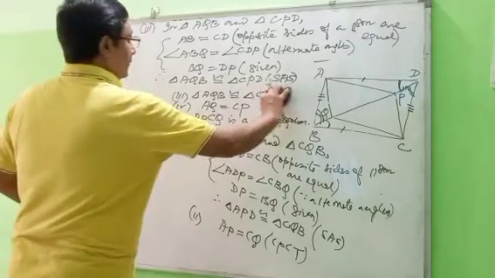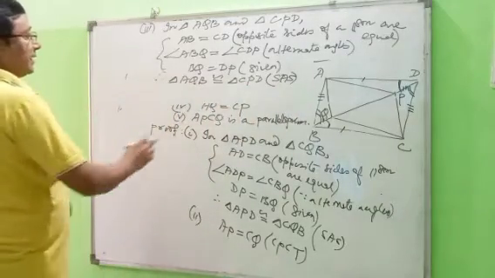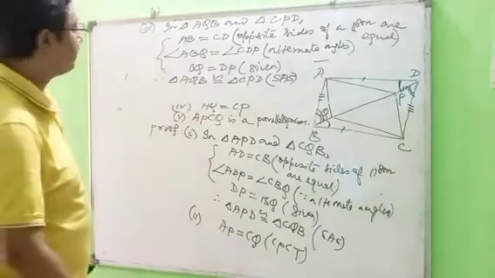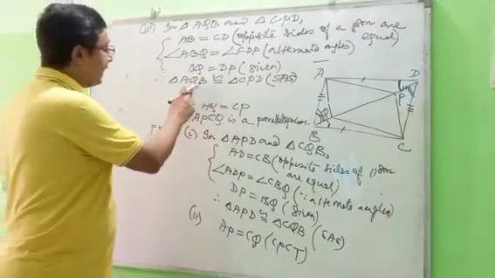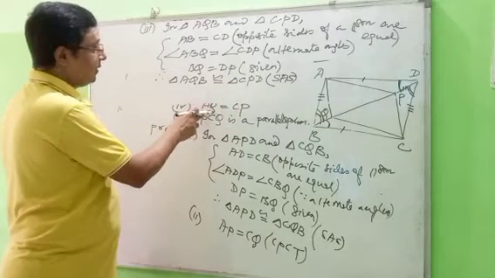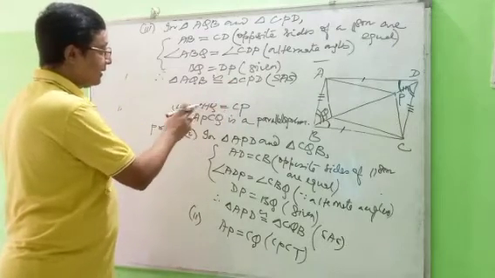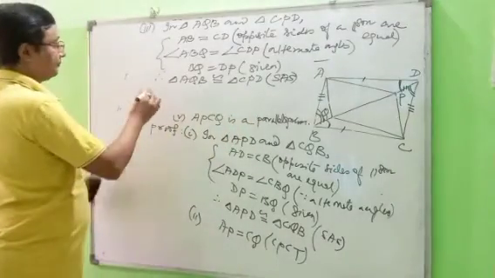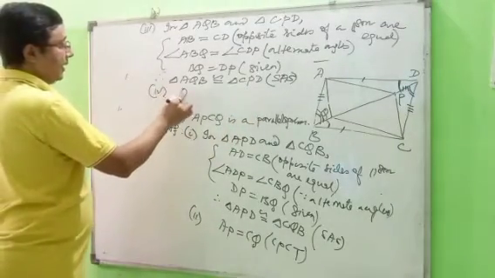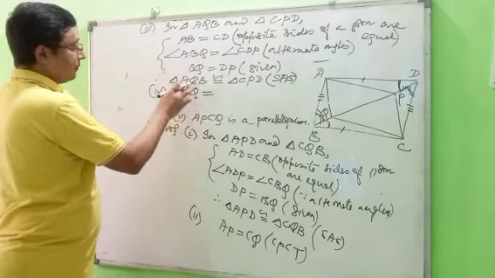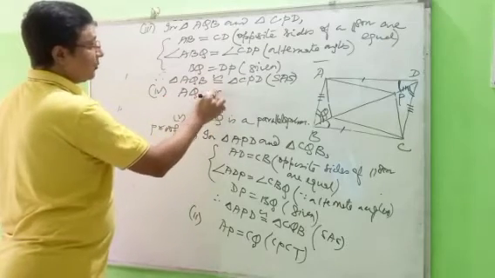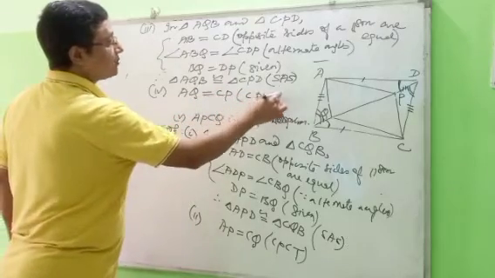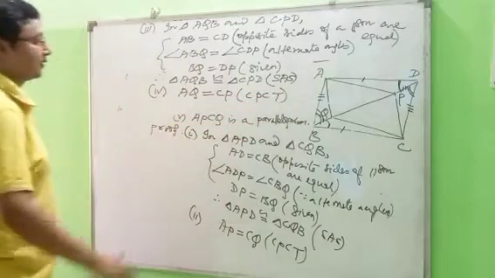Then from this, since the two triangles are congruent, their corresponding parts are equal. So you will get AQ equals CP. This is proof number 4. So here AQ equals CP because the triangles are congruent. You get it by CPCT, corresponding parts of congruent triangles.